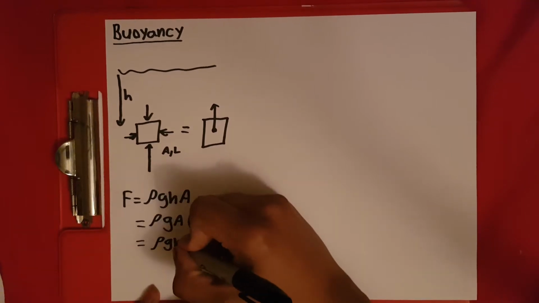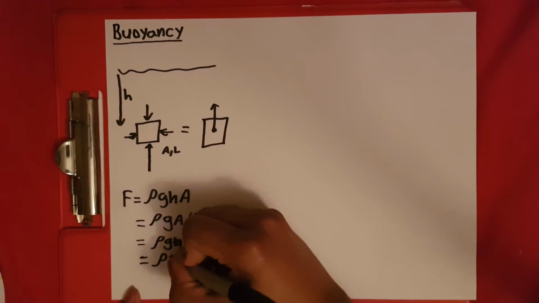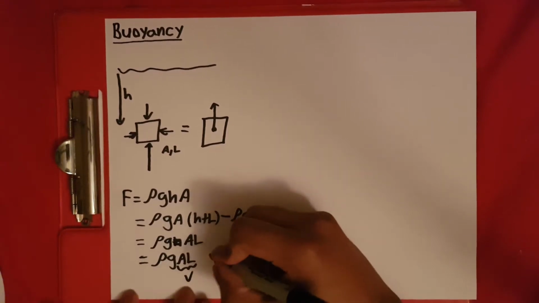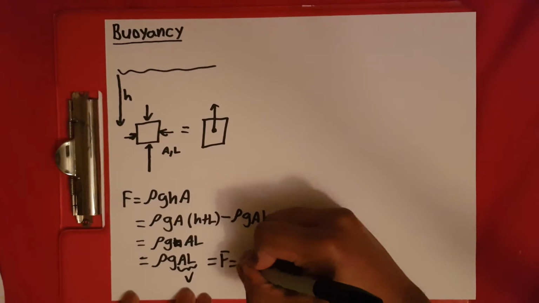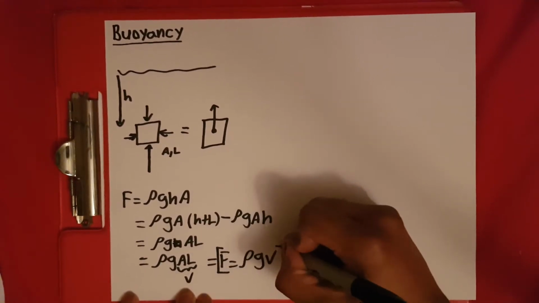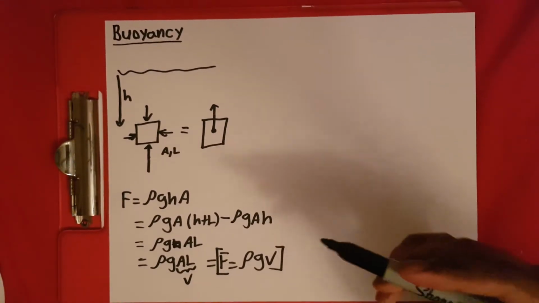oh, sorry, no h, my bad. Sorry, I'll write this again. You'll end up with rho g A L, and A L is the same as volume. So what you're really left with is force equals rho g V, and this is the magnitude of the buoyancy force. And like we said earlier, it points up, so that's the direction of the buoyancy force.